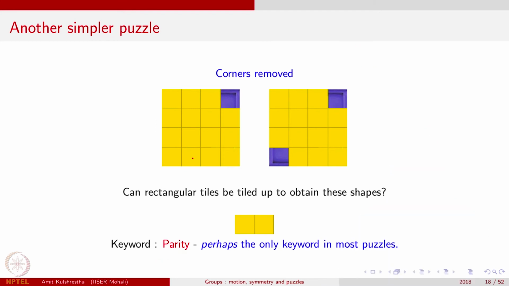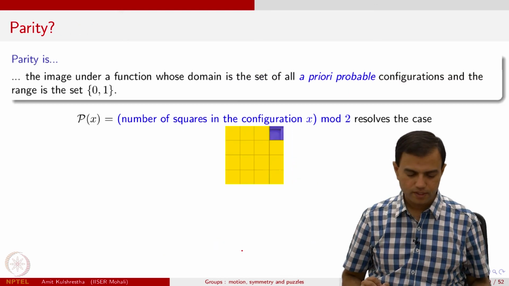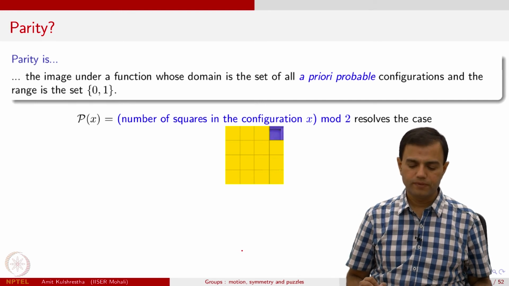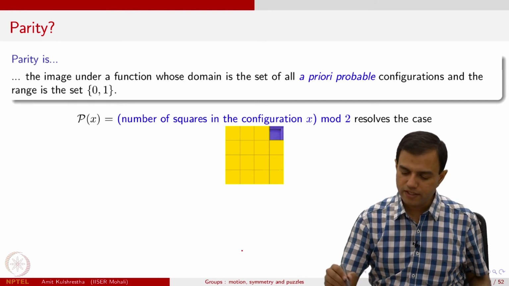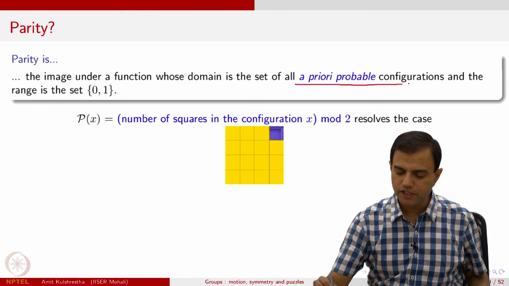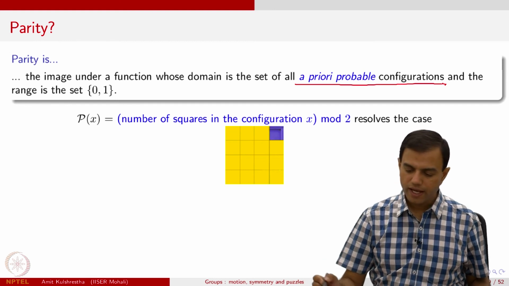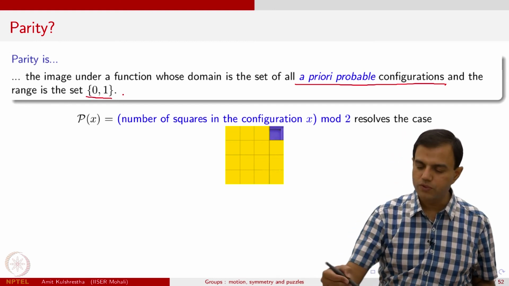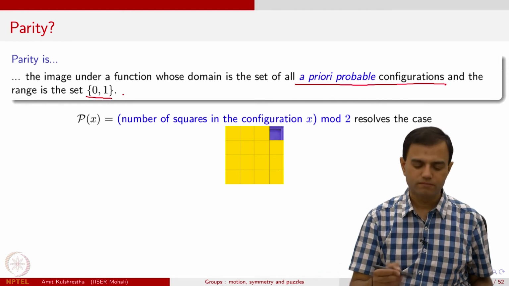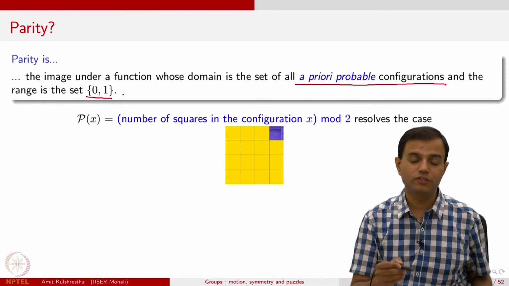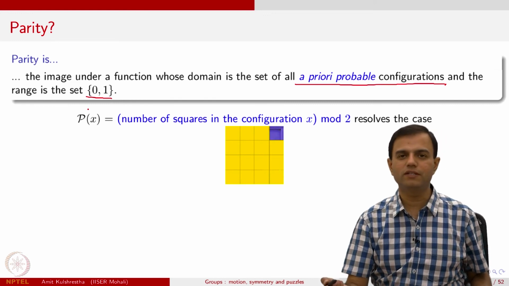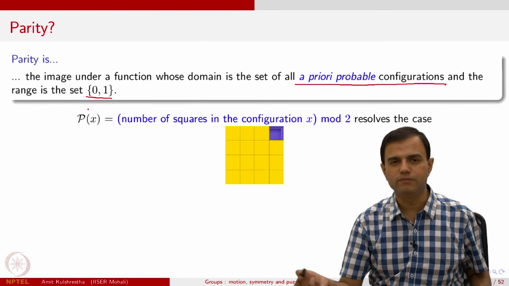So in various puzzles, the keyword is actually parity. Parity is quite an important keyword in puzzles. So what is parity? You take all a priori possible configurations of a puzzle, or all possible situations, and then you assign to each of those configurations a number. It could be 0 or 1, it could be -1 and 1, it could be a color, say red and blue.